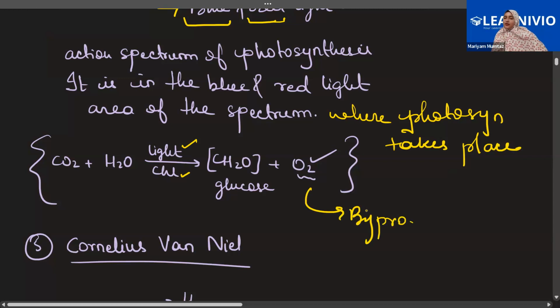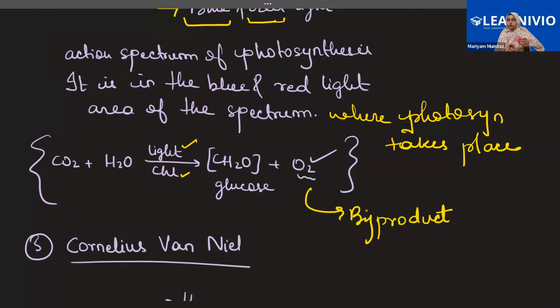Why is it a byproduct, students? Why is oxygen a byproduct? Not because splitting takes place. What splits? The water molecule gets split. That's true. It comes from the water molecule splitting. But why is it called a byproduct and not a product? Just like how glucose is a product of photosynthesis, but oxygen is a byproduct. That's what I'm asking.